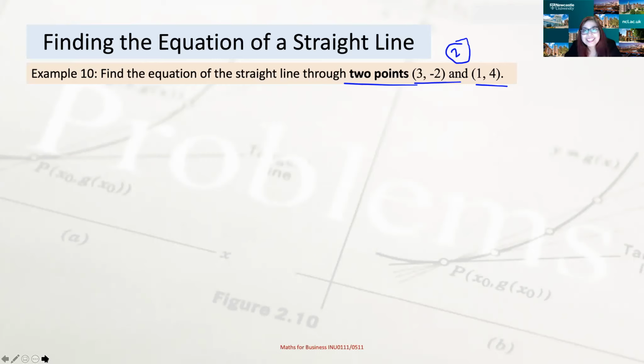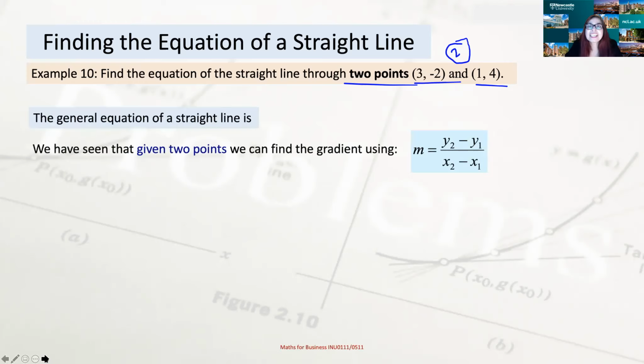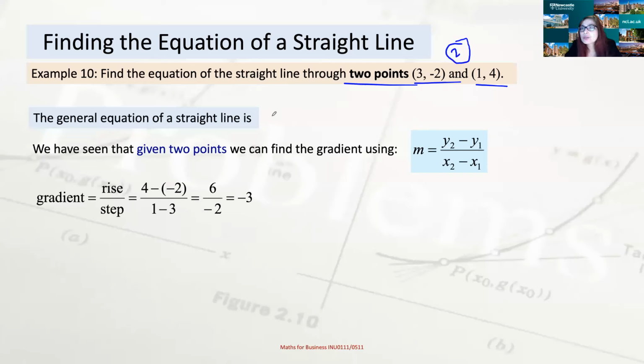How will you use them? You have seen how to find the gradient. You remember the formula, yeah? So you know the general equation of the straight line. You know the formula, sorry, my animation, okay? It is y equals mx plus c. It is going to come, okay? It's my animation. Yeah, so m is equal to, use the formula, substitute the points, yeah? And then you get the gradient, yeah?